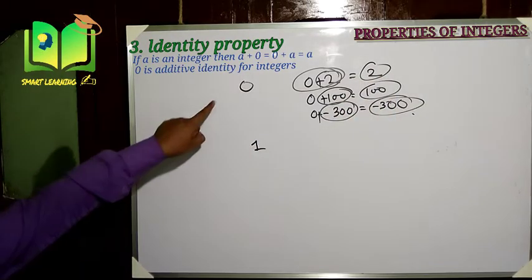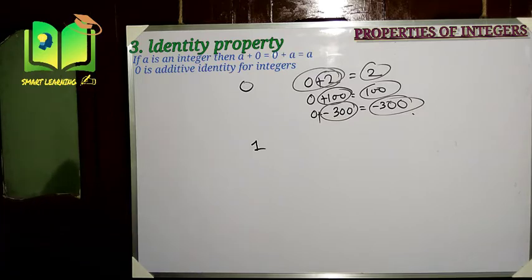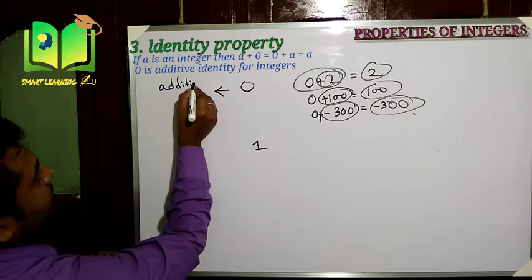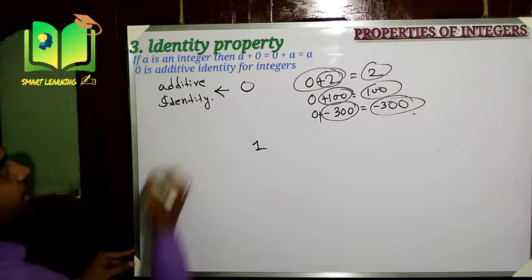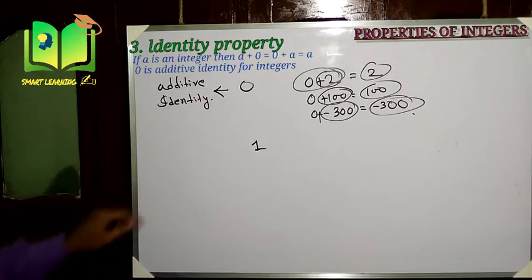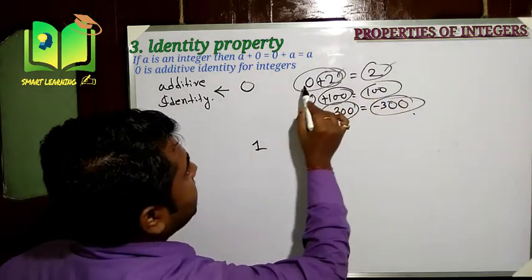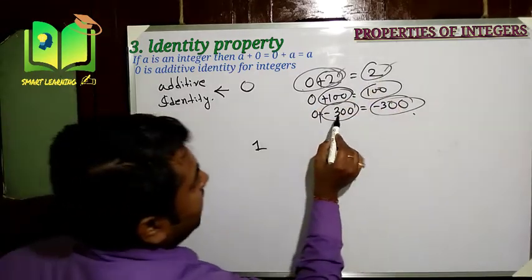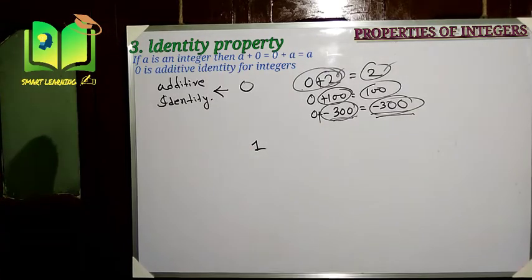Which means 0 is here the additive identity. So you can write, 0 is the additive identity. Why additive identity? Because if you add 0, it gives you the same number itself. You are adding 0 plus 2, you get 2, the same number. You are adding minus 300, your answer is also minus 300. So ultimately you are getting the same number. That's why 0 is the additive identity.